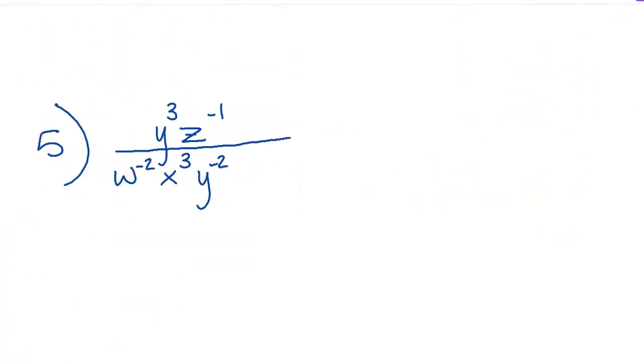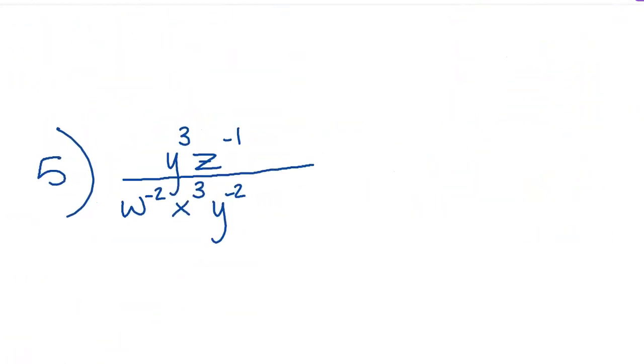On to the last one. Oh no, it looks like there's so much going on. It's okay, we're fine. So on this problem, first let's see if we have any like bases. Then we'll do the flipping with the negative exponents. All right, I see y has a like base, and that is the only pair of like bases that we have here.